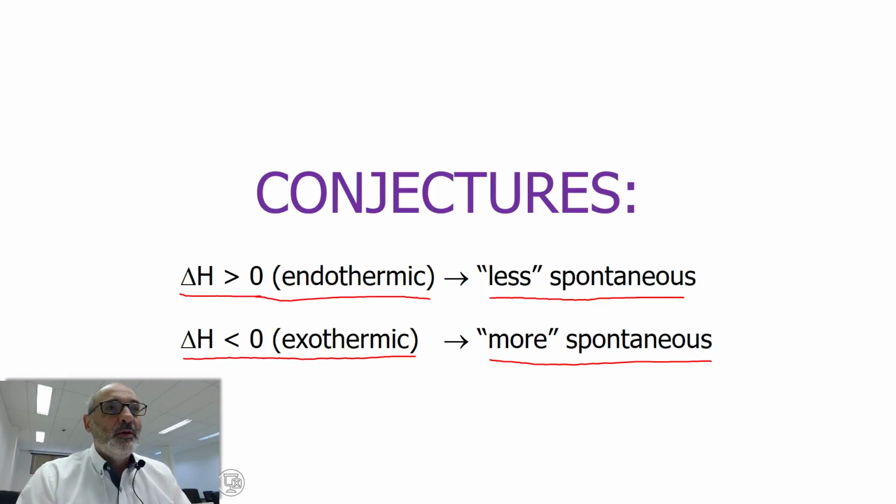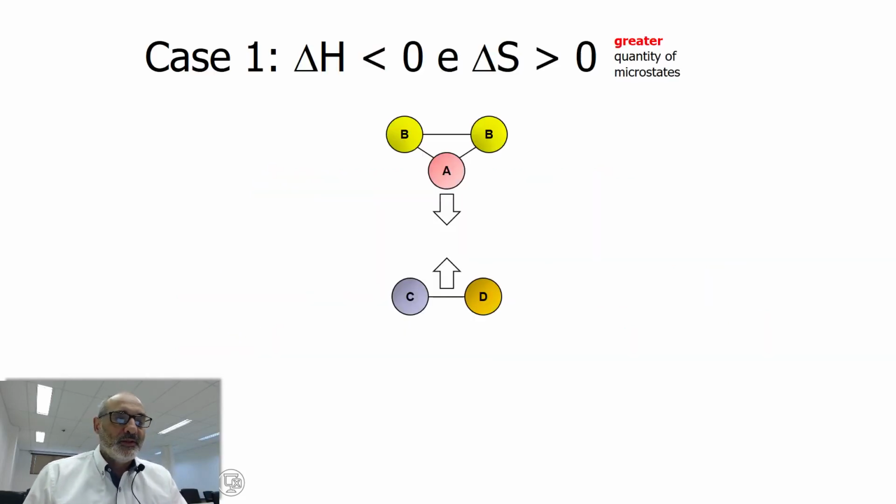So what we know already is that if a process releases heat, this variable that we're trying to construct must reflect this conjecture, that the process becomes more spontaneous. And in the opposite sense, if it's endothermic, the variable that we are constructing must reflect the fact that it is probably less spontaneous. So let's analyze one case. Actually, I want to analyze two cases, trying to infer how this variable could be defined.